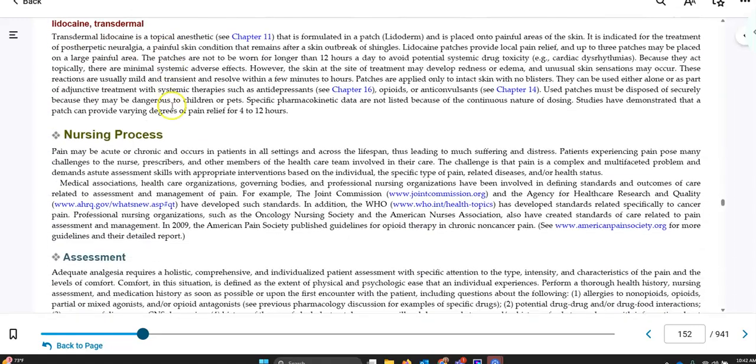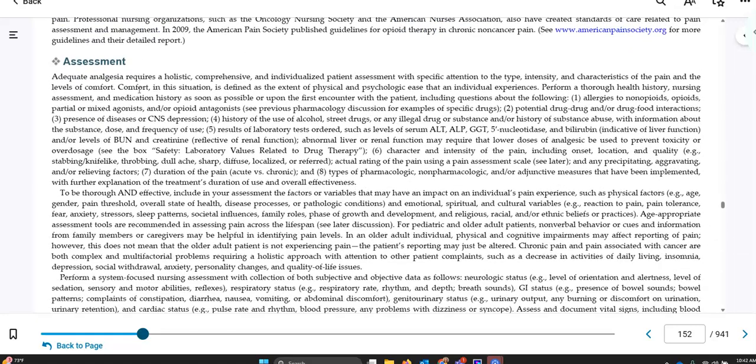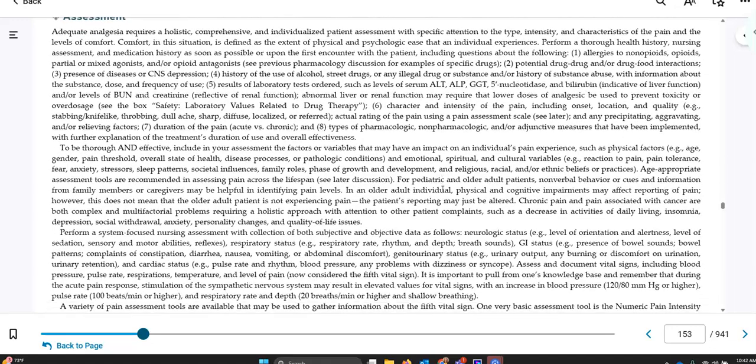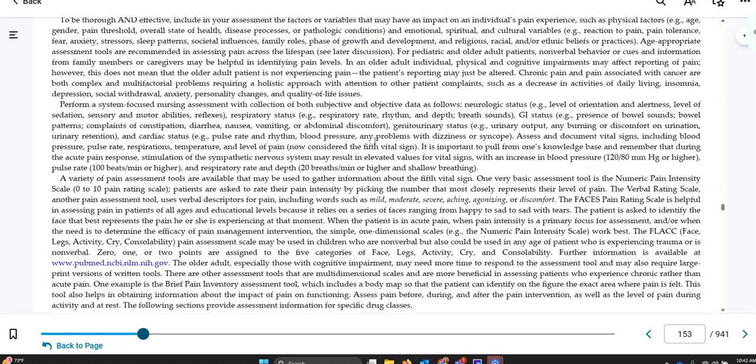The last thing I want to do in this chapter is have you scroll to the end where we talk about the nursing process. Pay attention to the assessment, what we're assessing prior to giving those medications. So think about respiratory status, level of consciousness, blood pressure, and then also think about liver function. We want to make sure their liver is working well prior to giving our analgesics, especially our Tylenol.